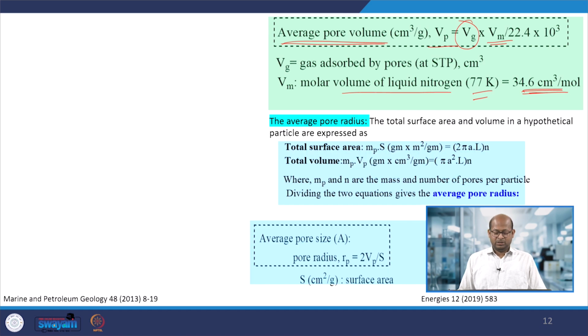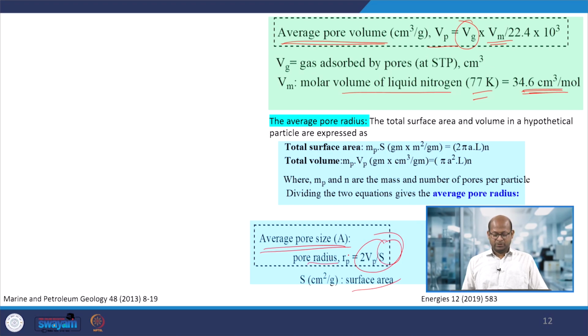And if we want the average pore size or pore radius, whether micropores, mesopores or macropores are present in the mesoporous material, that we can find if we are able to know the average pore volume and then the specific surface area of the material.